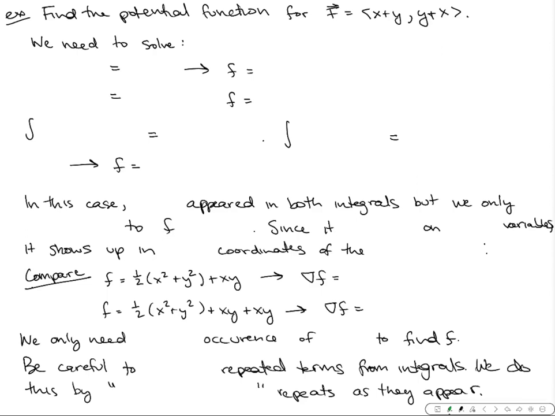Next up, I wanted to do another example. This one's going to be a little bit trickier. We actually have some terms that we cancel out in those steps 4 through 6. I also wrote it a different way. Find the potential function for a vector field.